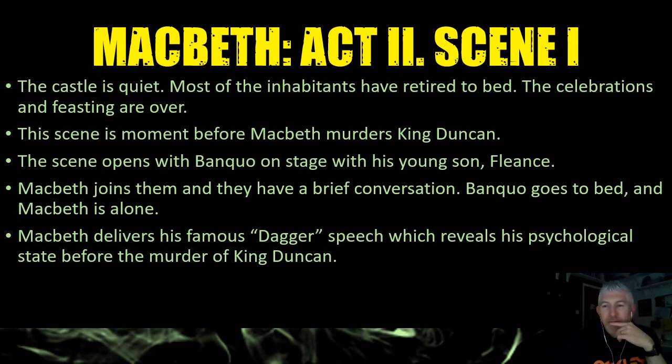Before we start reading the scene, I just want to set the scene for you a little, going through what's going to happen in the next couple of minutes. The first thing to bear in mind is the castle is deadly quiet at the start of Act 2. All the festivities and partying at the banquet, where Duncan has been guest of honour, are finished, and everyone's gone off to bed. We're just left with the aftermath of the party.